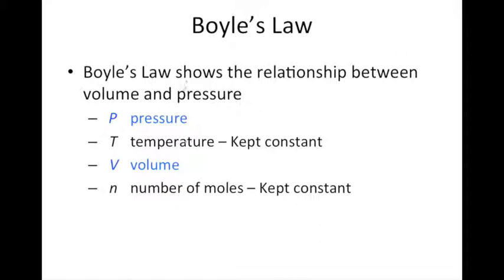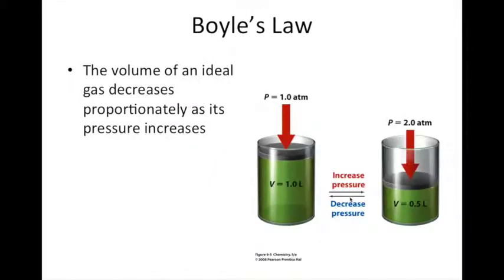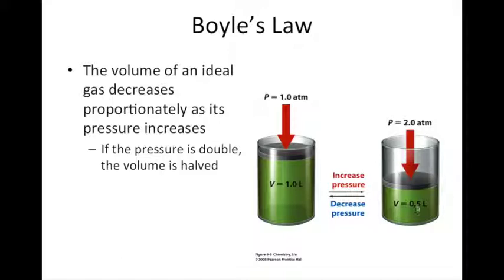In order to analyze the relationship between volume and pressure, we have to keep the temperature constant and the number of moles constant. So what does Boyle's Law tell us? Well, it says that the volume of an ideal gas decreases proportionally as its pressure increases. So if the pressure of a gas is doubled, as you can see here, the volume will decrease by half.